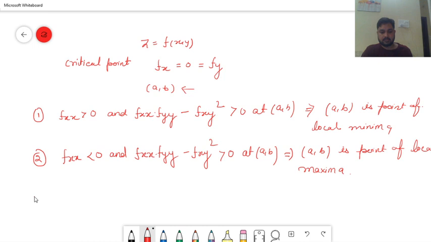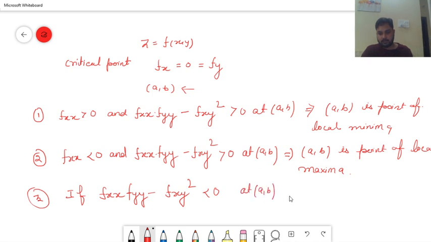The third condition is that if fxx into fyy minus fxy square is negative at point (a, b), then the point (a, b) is a saddle point.